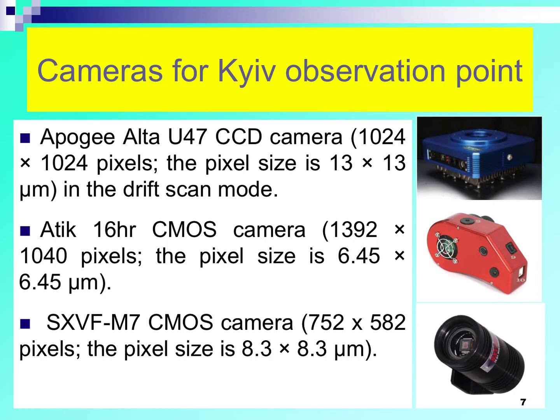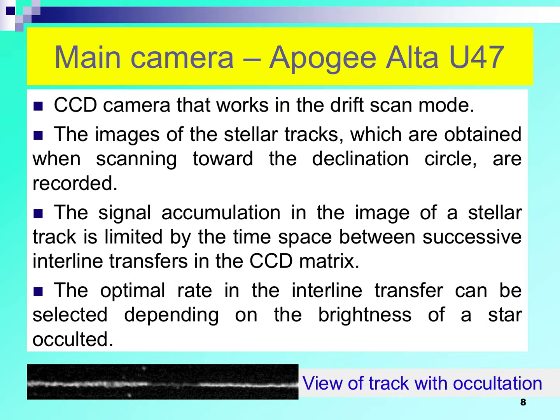We have a few cameras at our disposal. Mainly we use the Apogee Alta U47 CCD camera. Parameters of the cameras are shown on the slide. The main and most sensitive camera is the Apogee Alta U47. It has a long readout time. It operates in drift scan mode, so it can be used for photometry of rapid brightness changes.